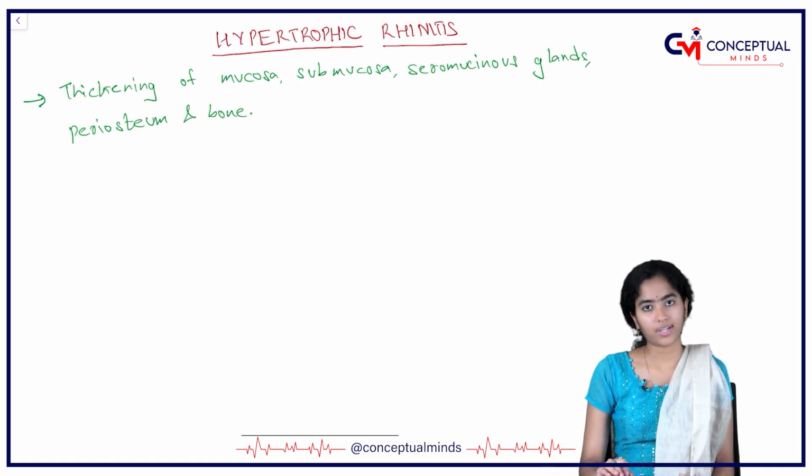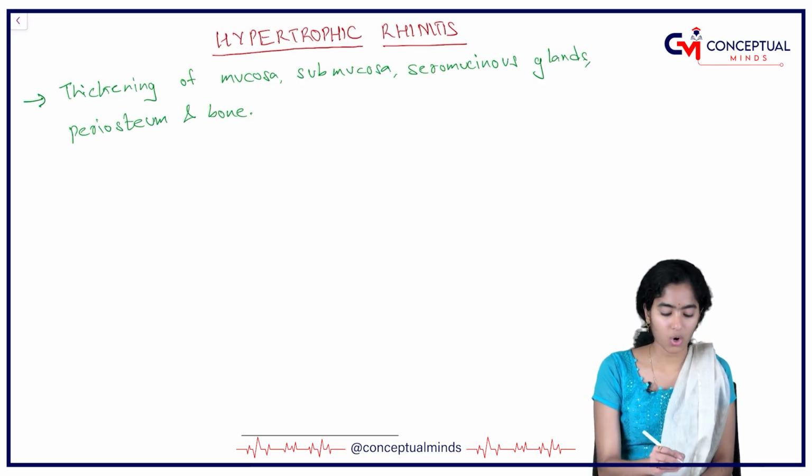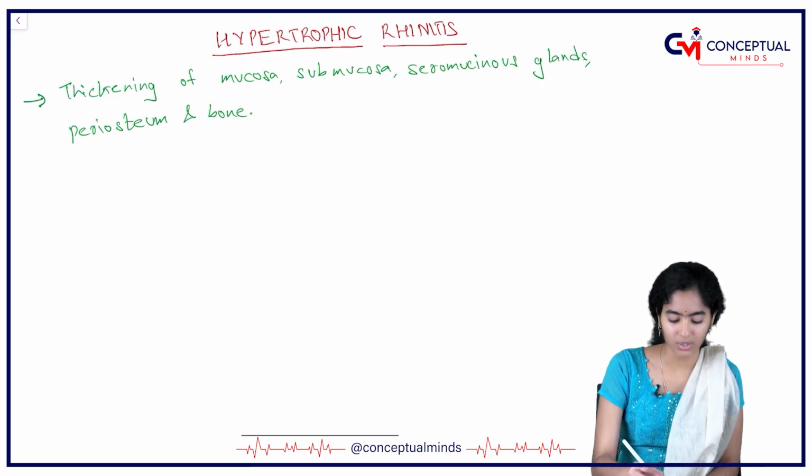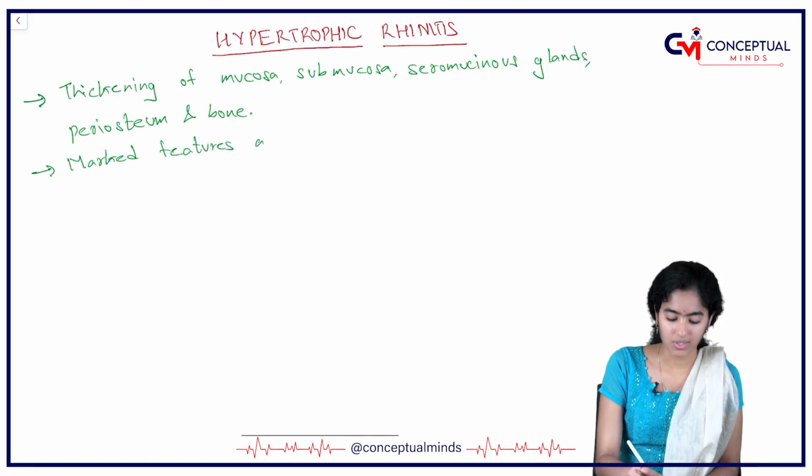In chronic simple rhinitis, only the mucosa was thickened. Here everything is thickened. And all these features are markedly seen on turbinates. Marked features are seen on turbinates.